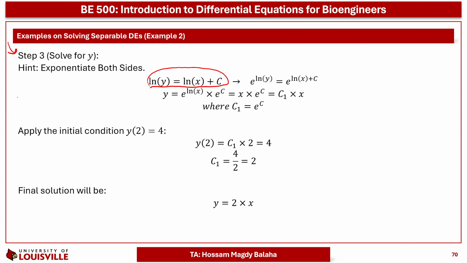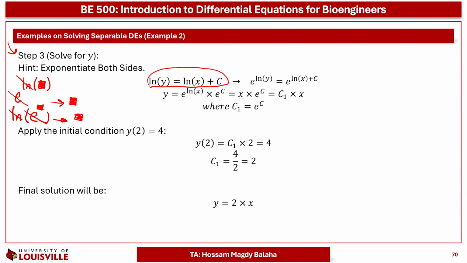If you have the exponential of ln of something, let's assume it's x, the exponential will cancel the ln and the result will be this thing. The same if you have ln of e to the x, these will cancel each other and the result will be this thing. So simply, to get rid of ln, apply the exponential to it.